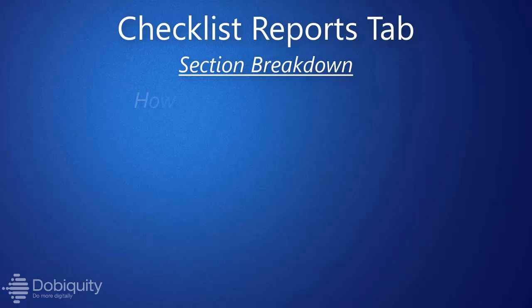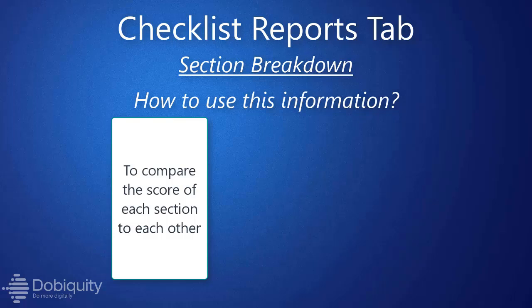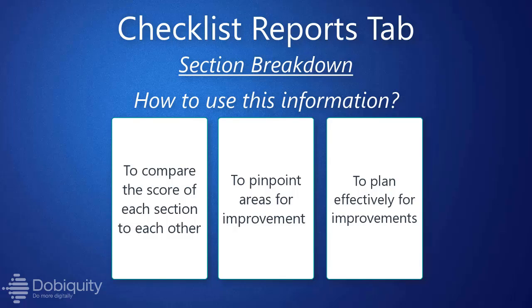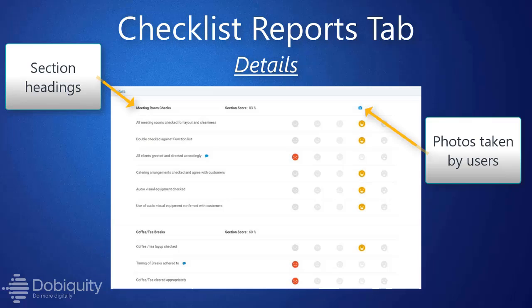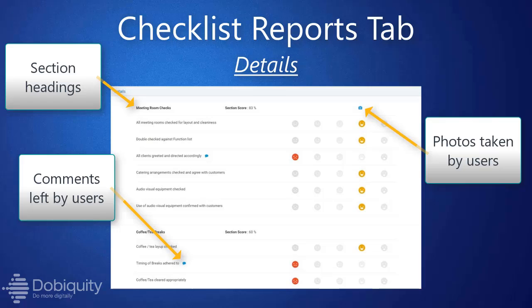How can you use this information? Well, it allows you to see the sections which require your priority as a focus for improvement. More importantly is the second part of this report, as it gives you the actual scoring of each section, and it allows you to see comments left and photos taken by the user.